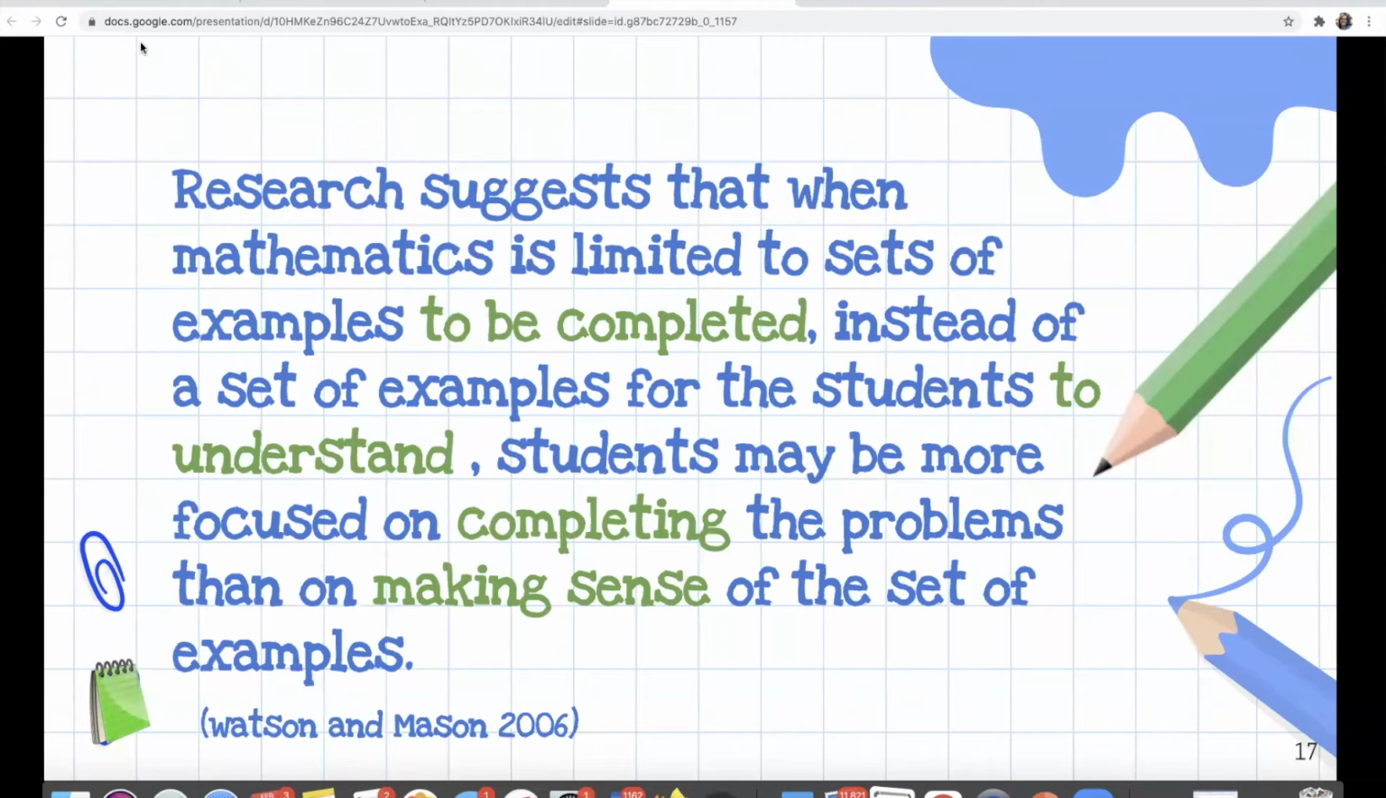So in this one, research suggests that when mathematics is limited to a set of examples to be completed, this is part of your structured notes too, instead of a set of examples for the students to understand, students may be more focused on completing the problem than making sense of the set of examples. Basically, what it's saying is if I'm working toward an answer, I'm not always understanding why or how I'm getting to that answer. Yeah, they're focusing on the what again.